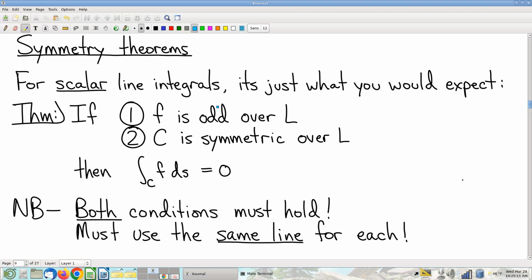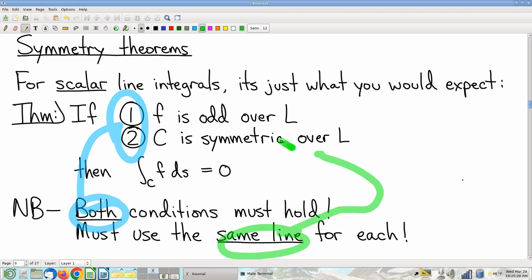It's awesome. So the function has got to be odd. The domain, in this case a curve, of course, has to be symmetric. Both have to be true. It's got to be over the same line for both of these requirements. And it's exactly what you think. It works exactly like you would expect. So, good news.